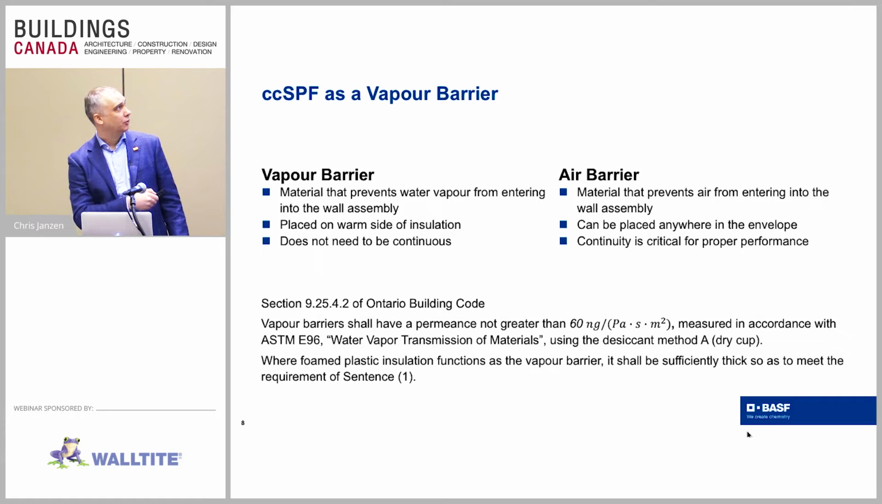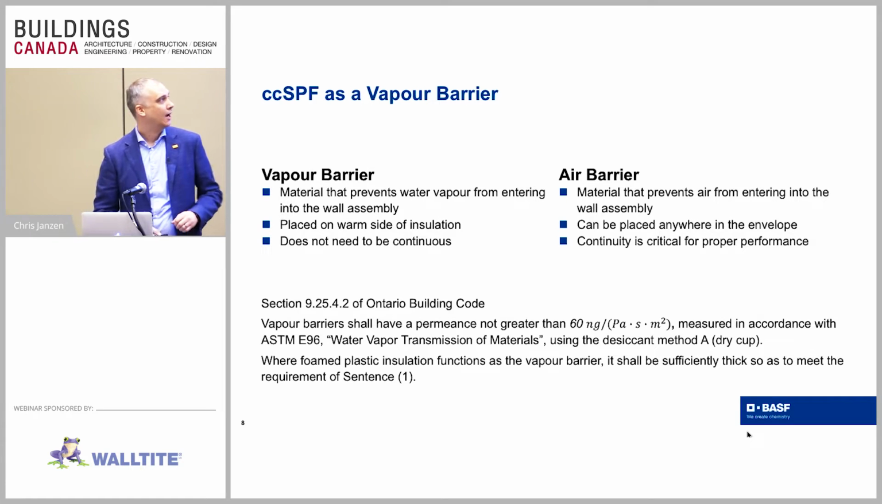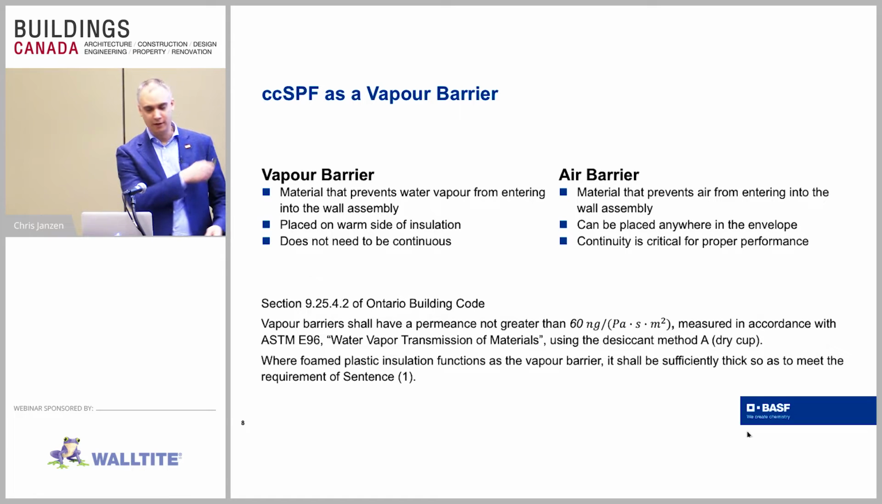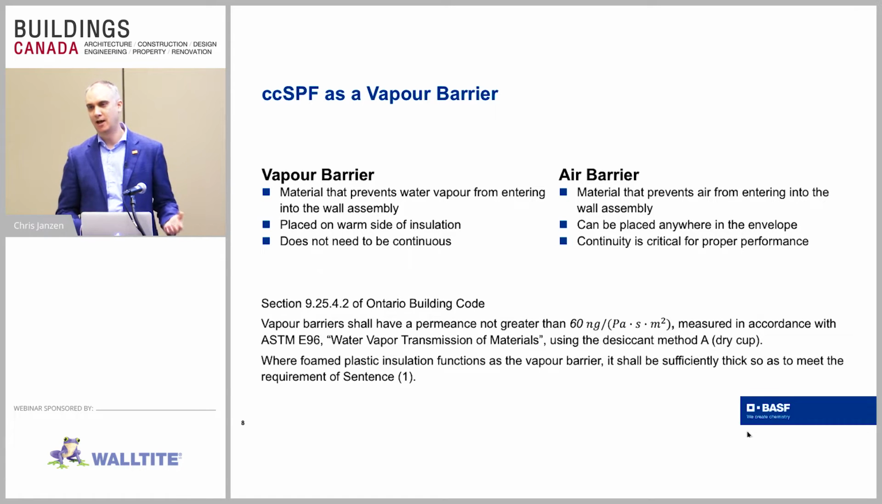So the Ontario Building Code, section 9.25.4.2, defines a vapor barrier as anything less than 60 nanograms per Pascal second meter squared, as tested to E96. If you meet that, then you're a vapor barrier. It goes on to say that where foam plastic functions as a vapor barrier, it needs to be thick enough to meet that 60 nanograms.